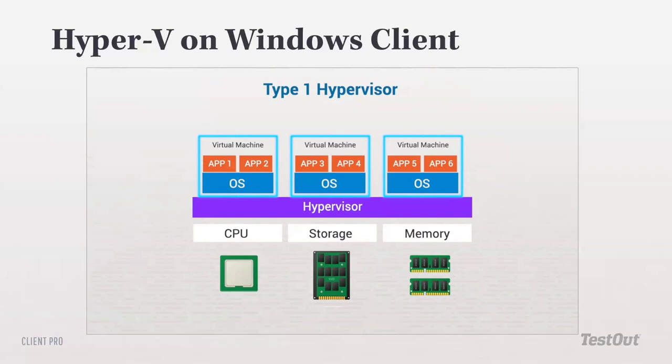A type 1 hypervisor allows you to install that hypervisor on the bare metal, as it's called, on the hardware. So when your computer boots, it doesn't boot into an operating system at first, it boots into a hypervisor.